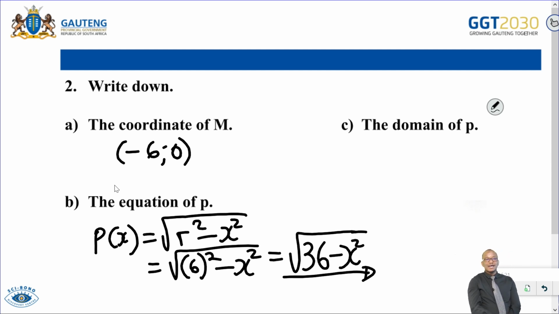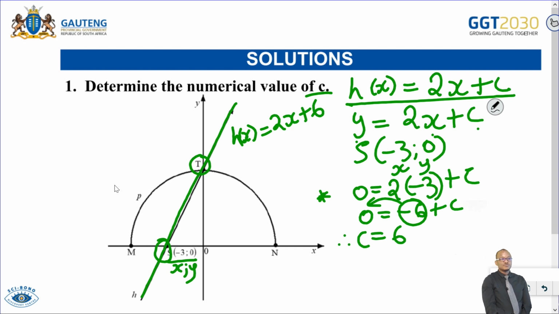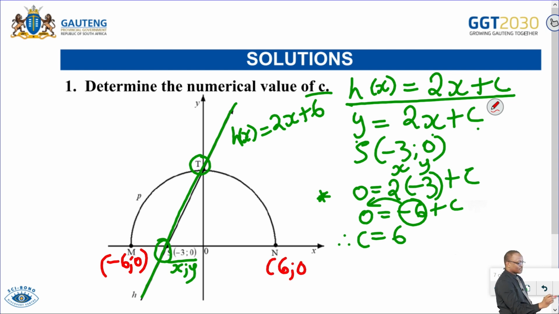Now, we're talking about the domain. Remember the domain, guys. We're talking about x values. And what does it mean? It means we must give the values of x where p is defined. So now, if we go to our graph, we know that the coordinate of M is negative 6 and 0. And the coordinate of N is 6 and 0. The coordinate of T is 0 and 6.